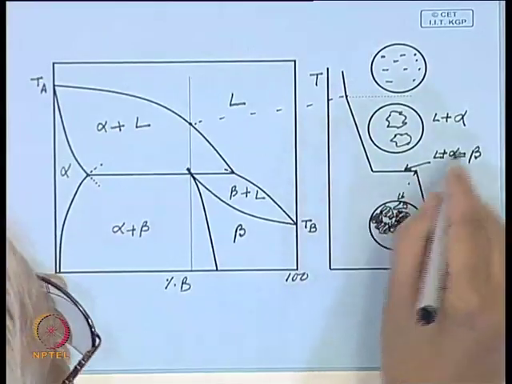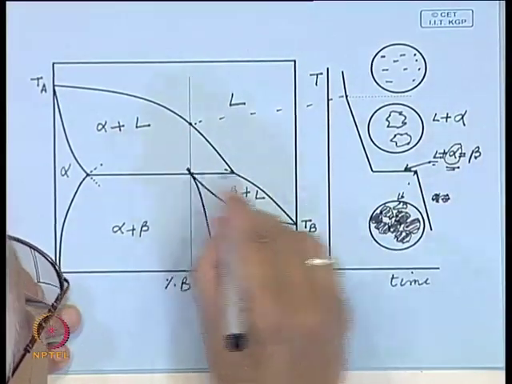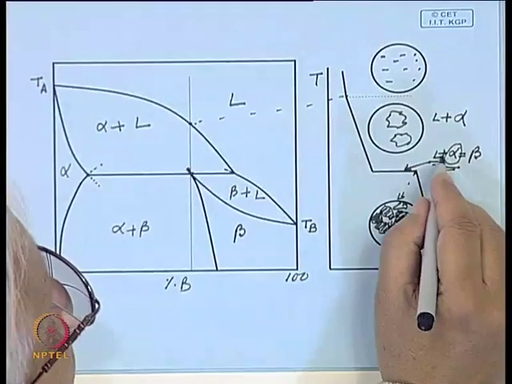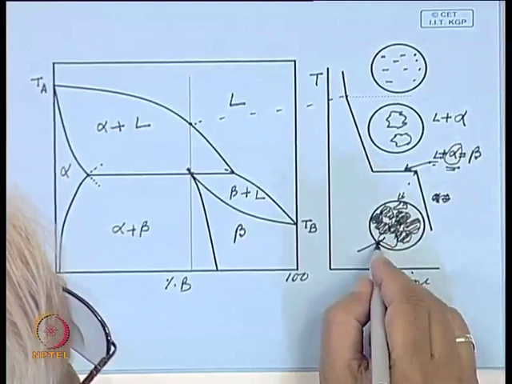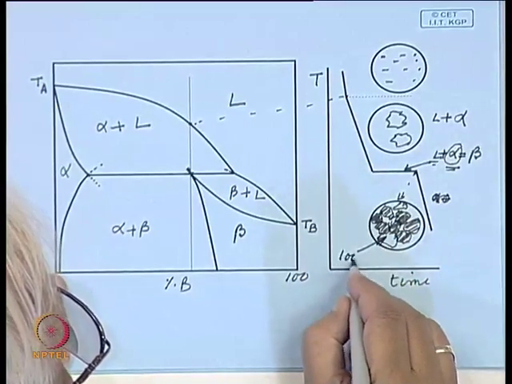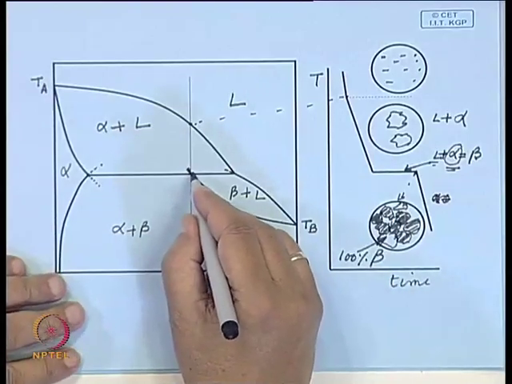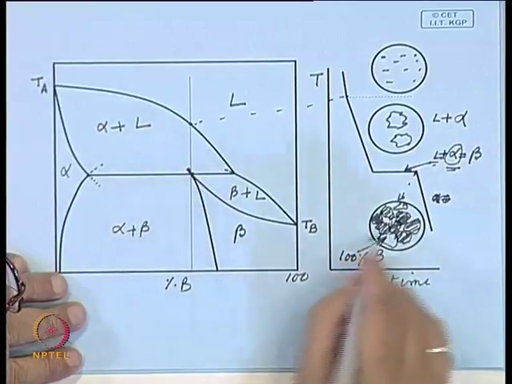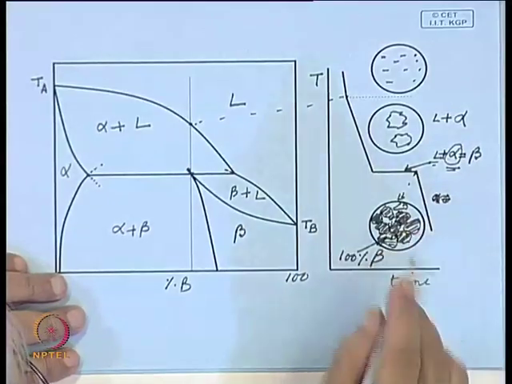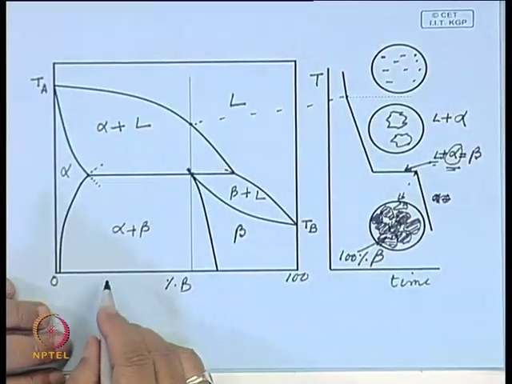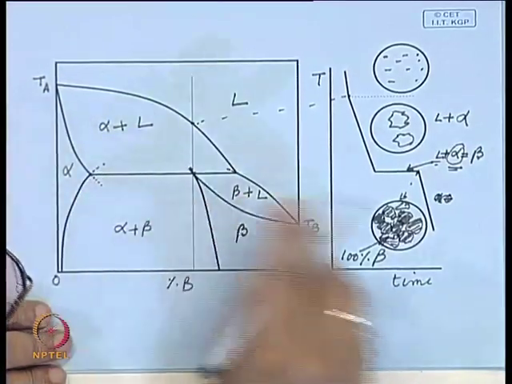So, at this temperature, the amount of liquid is sufficient to consume the entire amount of alpha to form beta. So, just after solidification, you will have 100% beta over here. But as you go down, the solubility decreases, and from beta some amount of alpha will precipitate out. And I will leave it to you to find out the phase percentages in the respective alloys.